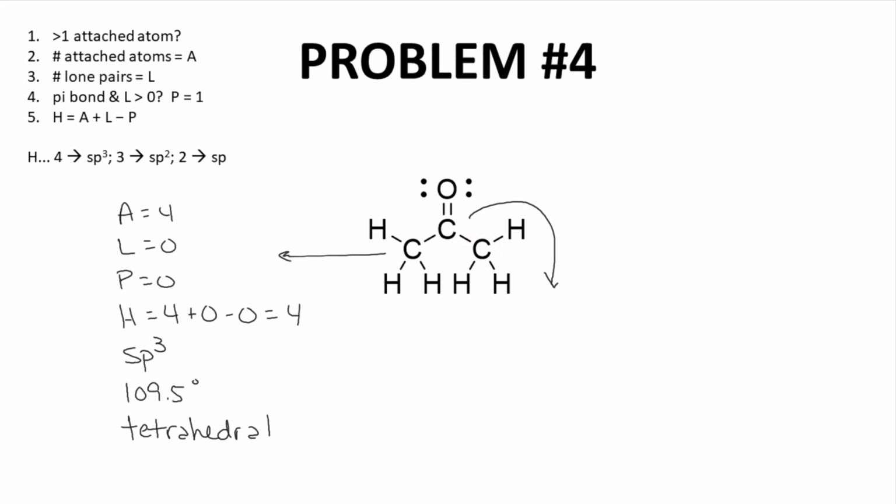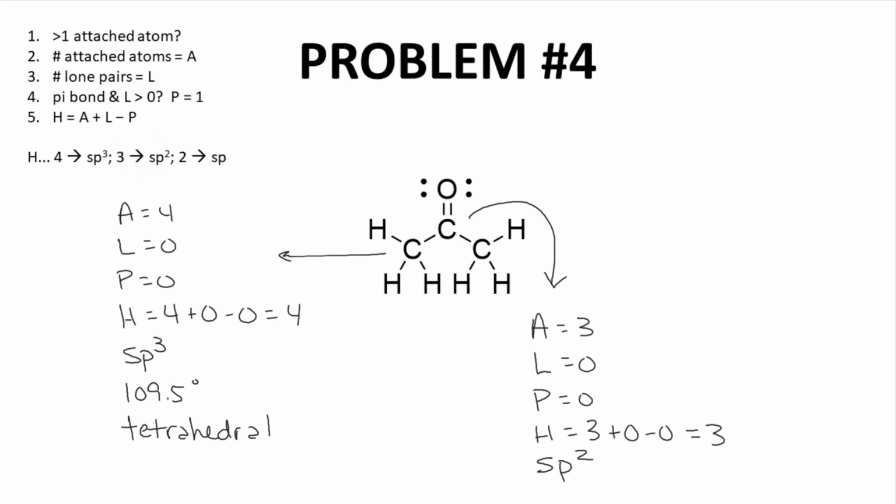Okay, let's get this carbon in now. This carbon is attached to 1, 2, 3 atoms. Great. A equals 3. It doesn't have any lone pairs, so L equals 0. It is not next to a double bond. It's actually part of a pi bond, and that means it doesn't count. Didn't have any lone pairs anyway, but P is equal to 0. So we calculate H. H is 3 plus L minus P. H is going to be equal to 3. H equals 3, we need sp2 hybridization.